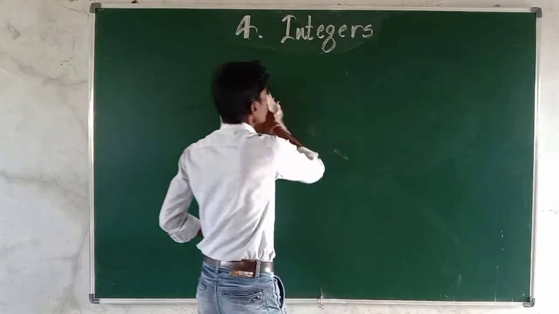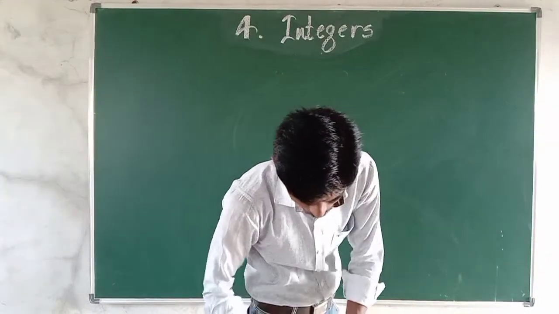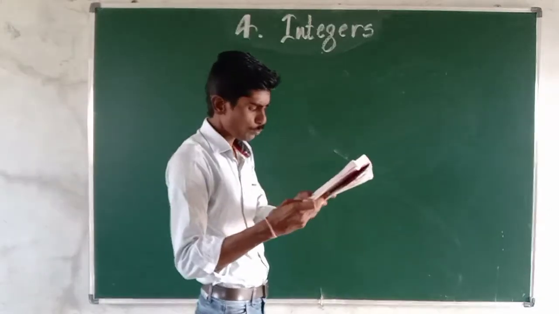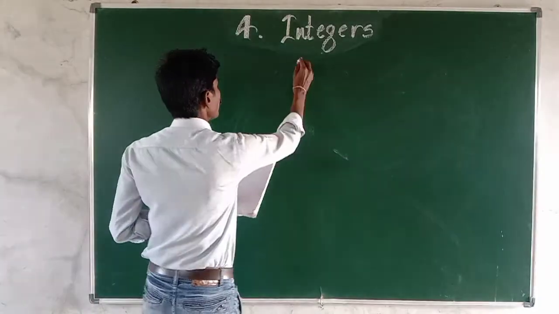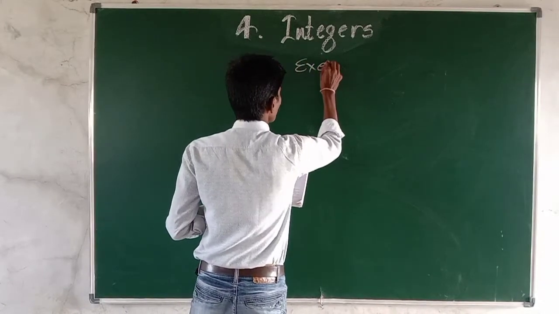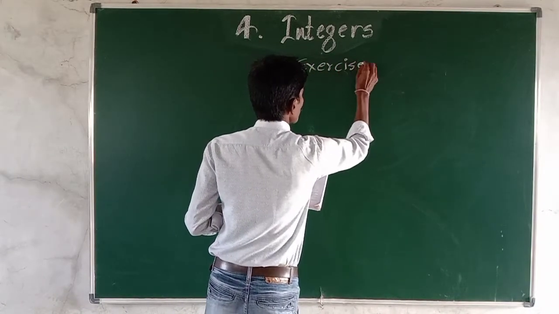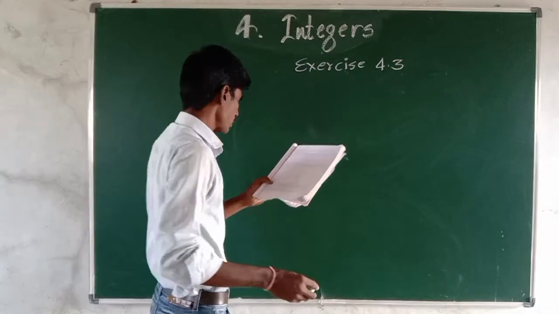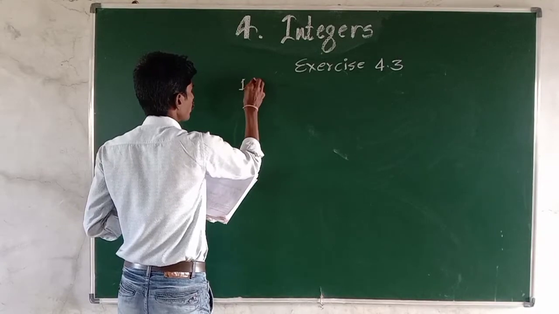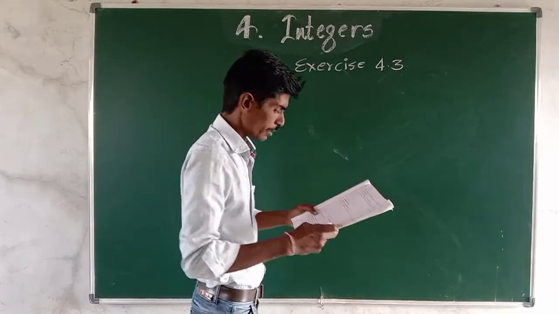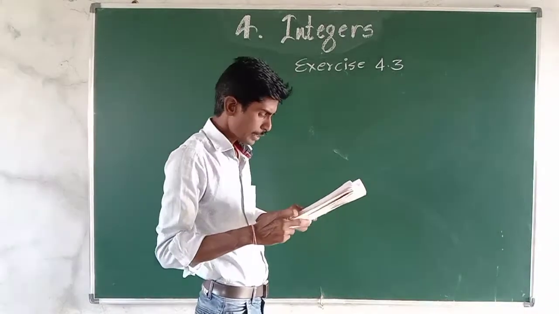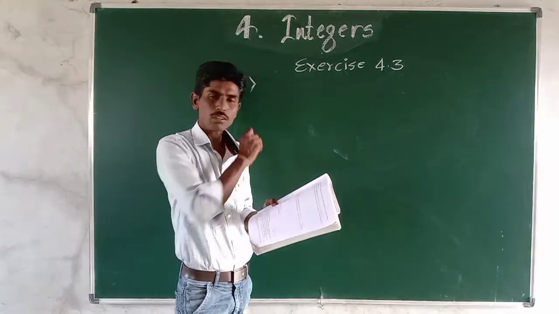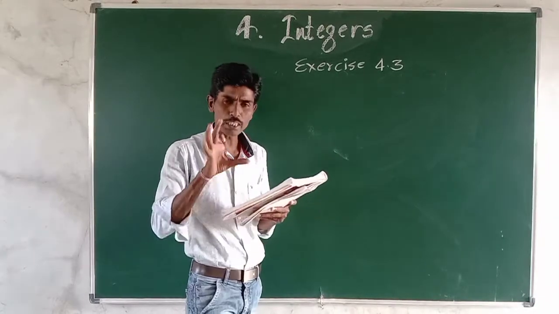Today we will solve exercise number 4.3. Question number first. Subtract. Use the number line only as a check. It is not necessary to draw the number line, you have to check only.